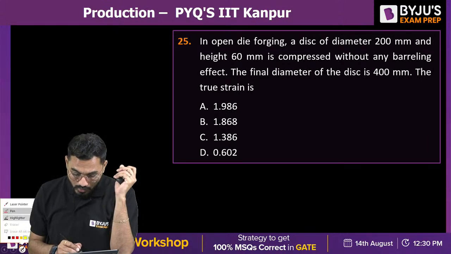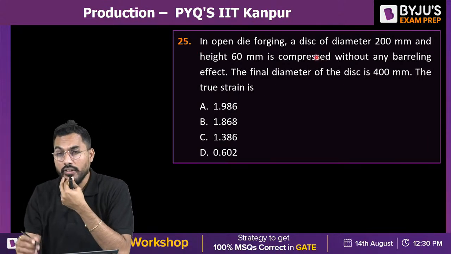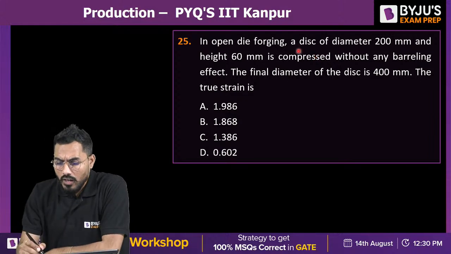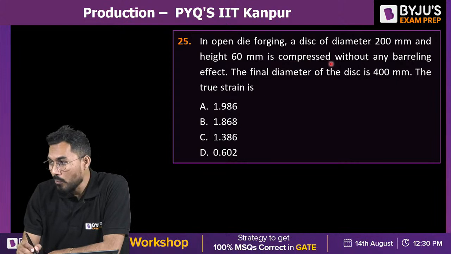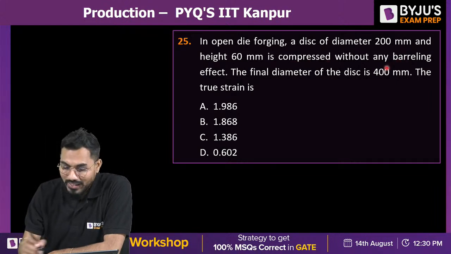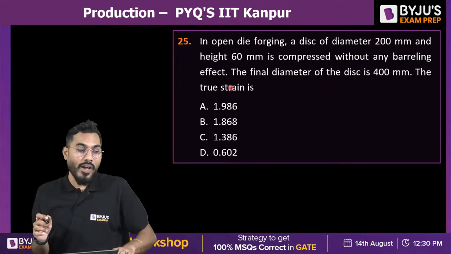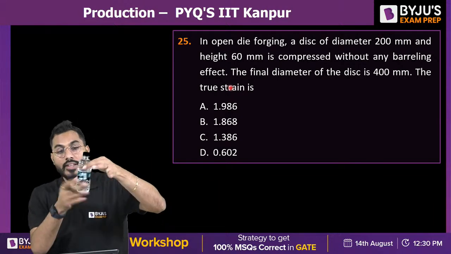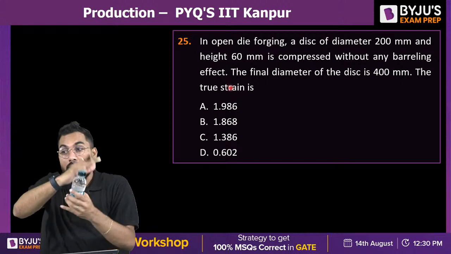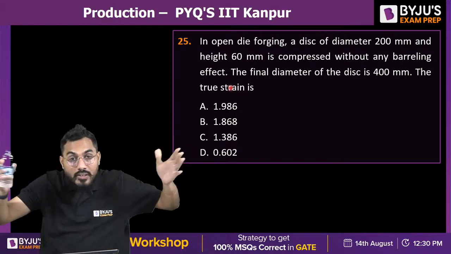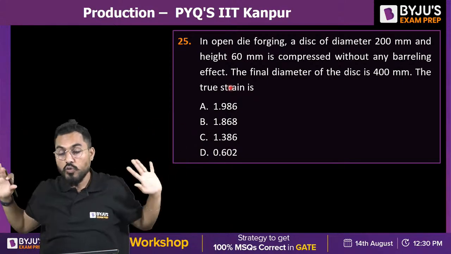In an open die forging, very basic questions are coming. A disc of diameter 200 mm and height 60 mm is compressed without any barreling effect. Without any barreling effect, the final diameter of the disc is 400 mm. The true strain is? So there is one particular cylindrical rod selected, the diameter is 200, and it is a forging operation, the force is applied. When the force is applied, the length will reduce and the diameter will increase. So diameter has increased from 200 to 400.